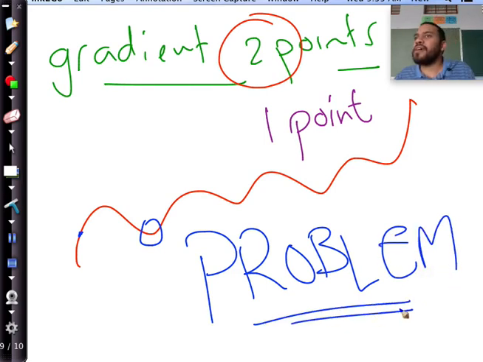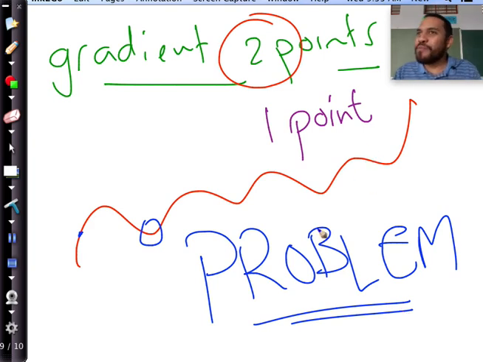Why, Mahir? Because you only have 1 point and you want the gradient at 1 point, but you only know how to get the gradient when you have 2 points. So because of that, you have a problem. Very good.